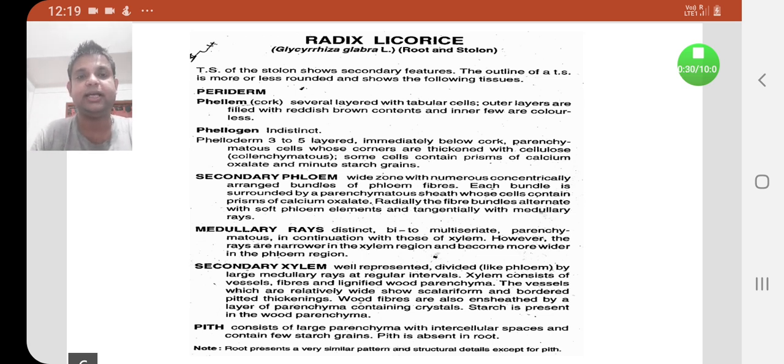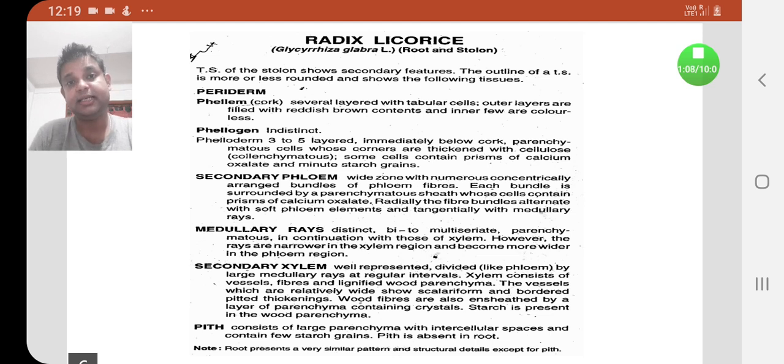Coming to the next part, known as the secondary xylem. Secondary xylem is distinct, divided like phloem by large medullary rays at regular intervals. The xylem consists of vessels, fibers and lignified wood parenchyma. So this is another important characteristic feature of the transverse section of licorice. The vessels have pitted thickening. So the vessels which are present in licorice are pitted. The wood fibers are also present and starch grains are also found in this region.